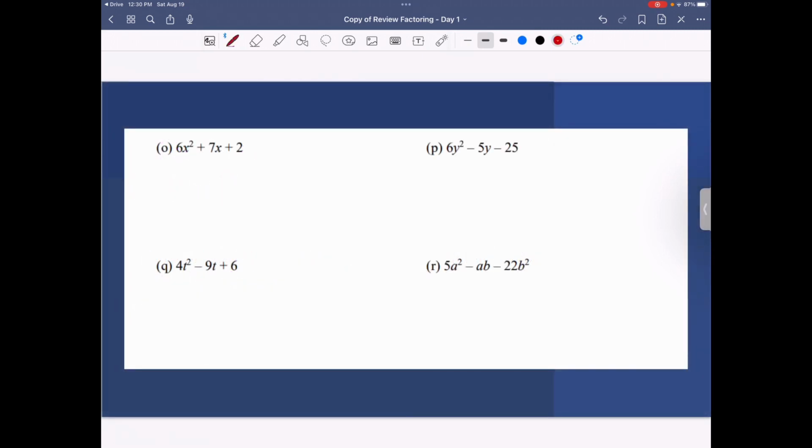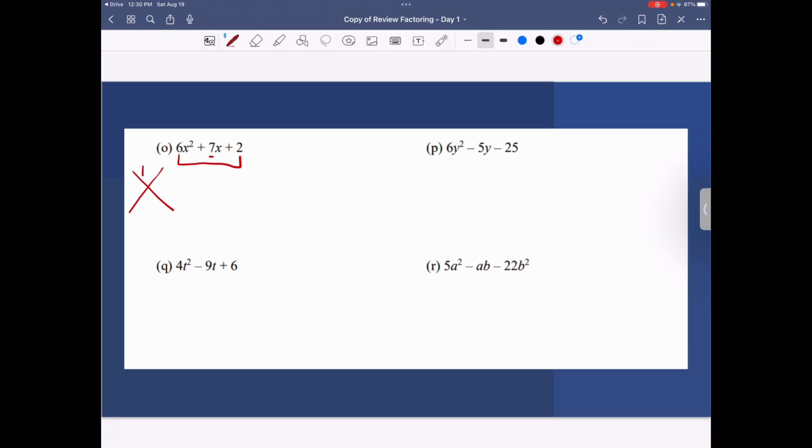Okay, let's take a look at O. Oh, I think we're going to have to maybe use some grouping for this. What I like to do is take the a and c and multiply them. That gives me 12. And figure out if I can get something that would add up to 7. Maybe we don't have to do grouping. Let's see.